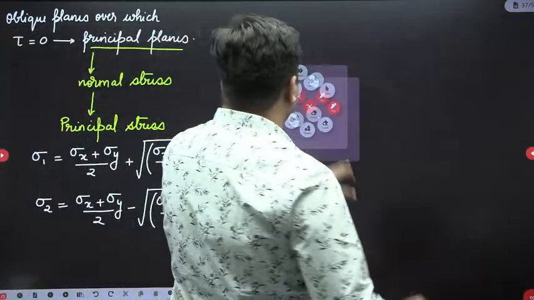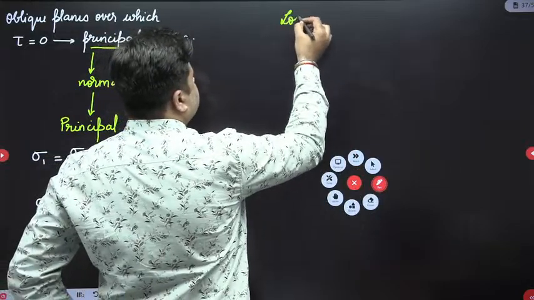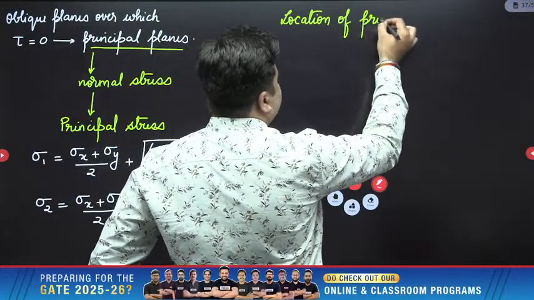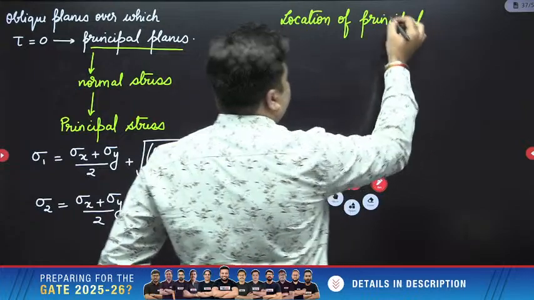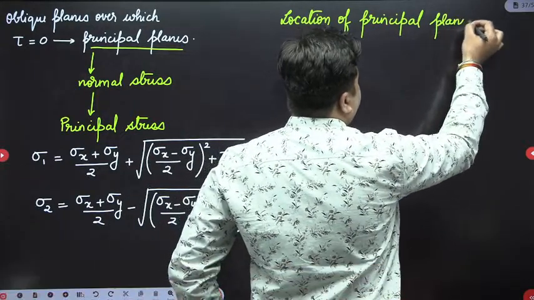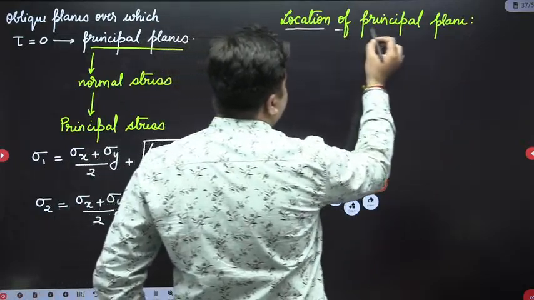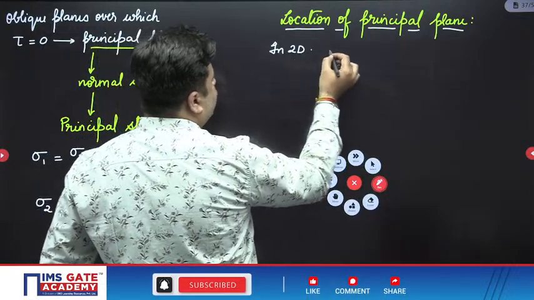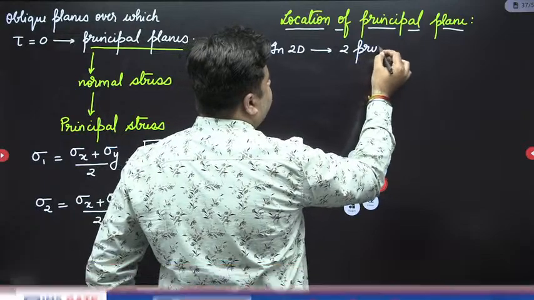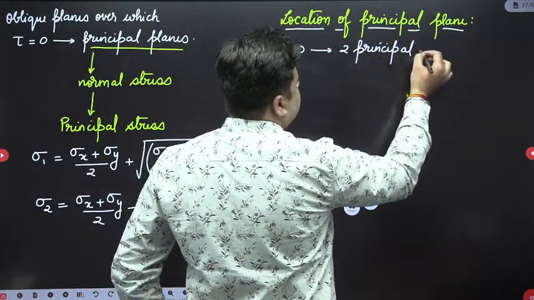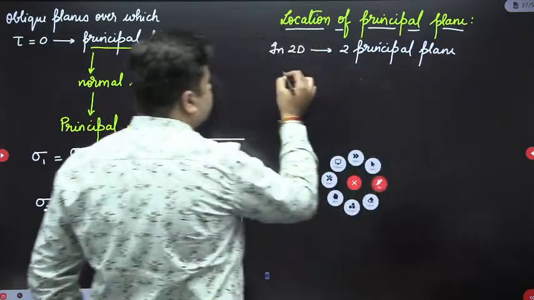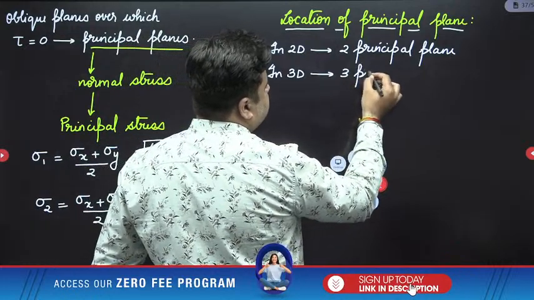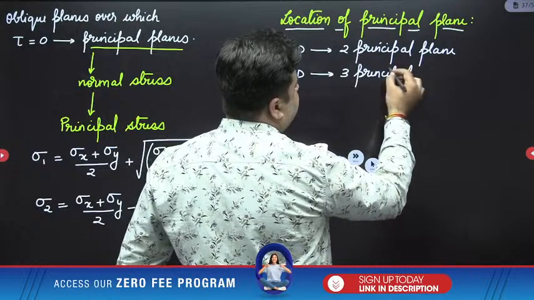After this, the location of principal plane. First of all, you need to understand that in 2D loading, there will be two principal planes, and in 3D loading, there will be three principal planes.